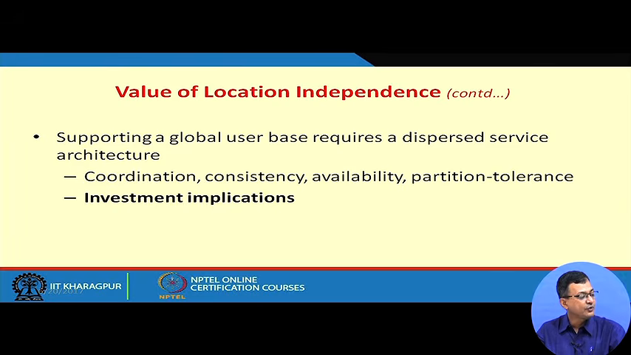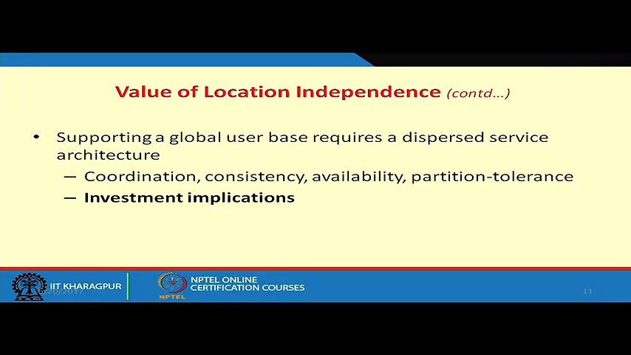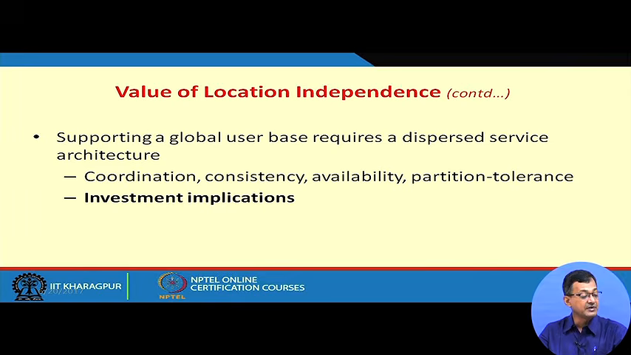So, supporting a global user base requires a disparate service architecture. If my provider is to support the whole global user base, I have to have an appropriate distributed and dispersed architecture to do that, and similarly the protocol. So coordination, consistency, availability, partition tolerance, these are issues. And it has a direct implication on investment, that is, what sort of investment we want to do.